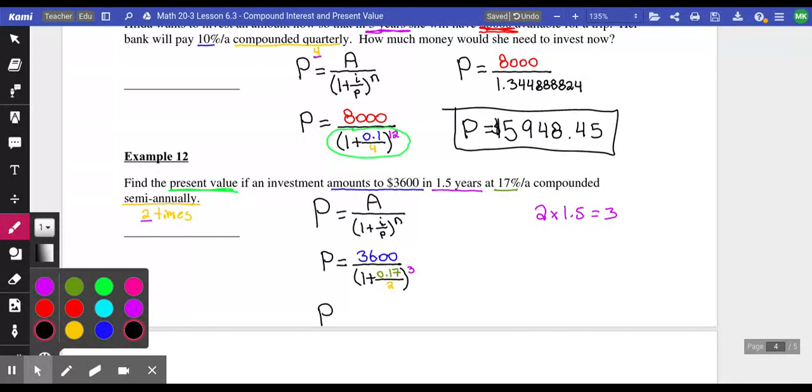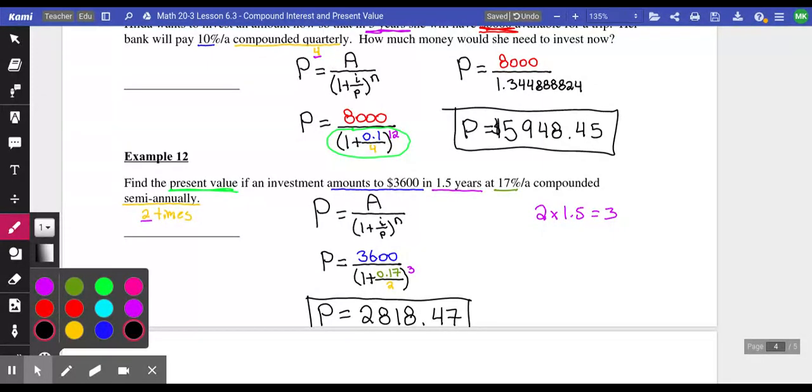If you calculate that, again, do the bottom first and then divide. You could try it on your own if you want. You should end up getting $2,818.47. That's the amount you would have to put in that investment account now if you wanted to end with $3,600 in 1.5 years.